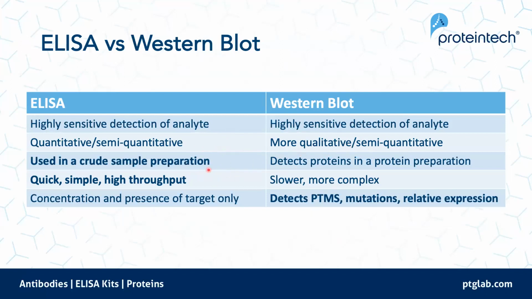One of the best things about ELISAs is that they're really quick, simple, and high throughput, and they allow you to detect a protein or analyte in a crude sample preparation, so you don't have to create a protein lysate, for example, in order to then run it like you would in a Western blot. But one of the downsides is that you only get concentration and presence of the target, whereas a Western blot allows you to detect post-translational modifications, any mutation in your protein during disease, and also its relative expression.